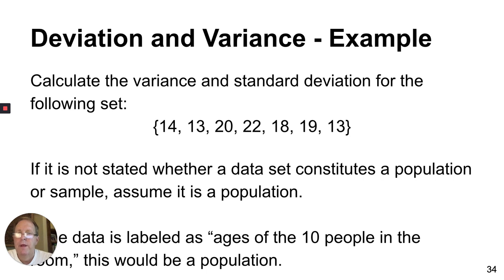34. Suppose I want to calculate the variance and standard deviation from the following set. The numbers are 14, 13, and so on. If it is not stated whether a data set constitutes a population or a sample, I want you to assume that it is a population. So here the data set is labeled as the ages of the 10 people in the room. If the data set is labeled that way, I want you to assume that this is the population. We're talking about a population of 10 people in the room. It's not interpreted as a sample.